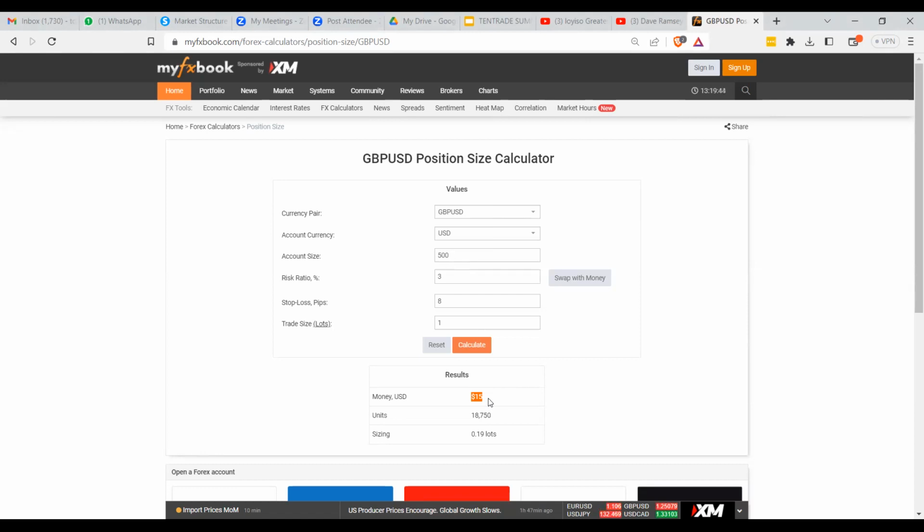But if you are not okay with the risk, maybe it's too much, then you reduce your lot size or you reduce your risk. Or if it's too small, you want to be more aggressive, you increase the risk. It's as simple as that. So only take a buy or sell order when you are fine with the risk. And that will automatically help you manage your money.